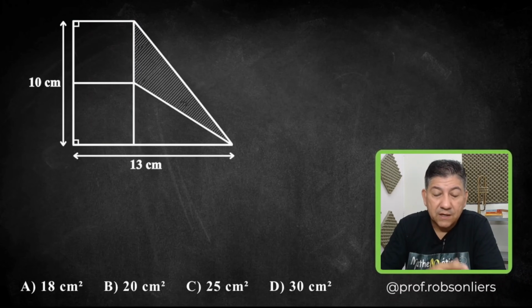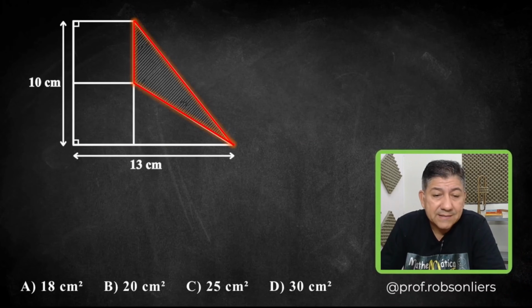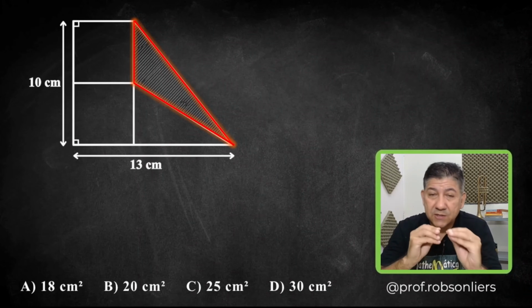And the horizontal distance between the left edge and the right vertex is 13 centimeters. It's drawn there in the figure for us, so it's straightforward. We want to find this area here. Look, the area of this triangle. Now here's the question, the one that won't go away. Where are we going to start solving this?